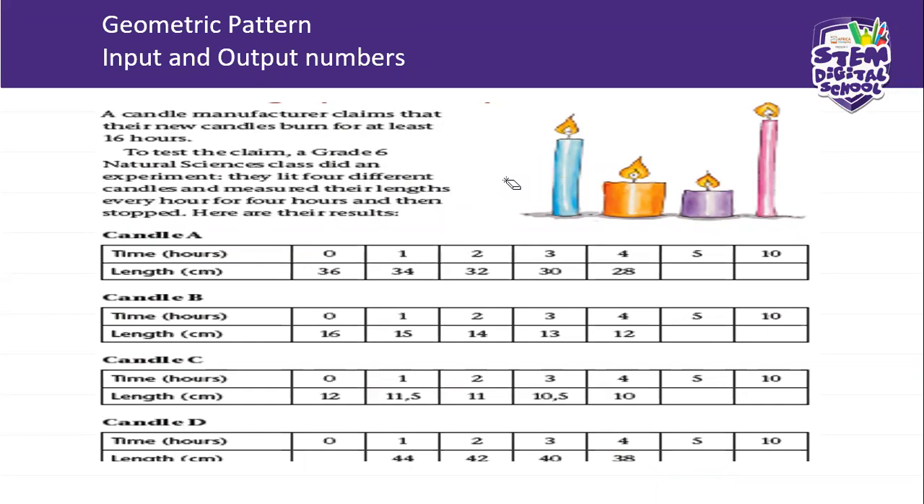How many centimeters is it losing per hour when you're looking at candle B? Sir, looking at candle B, when there were no hours, it was at 16 centimeters. 1 hour passed and it went to 15. 2 hours and then it was 14. 3 hours, and then it was 13. 4 hours, and then it was 12. So the candle decreases by 1 centimeter every hour. Exceptional. Beautiful. Every hour it decreases by 1.